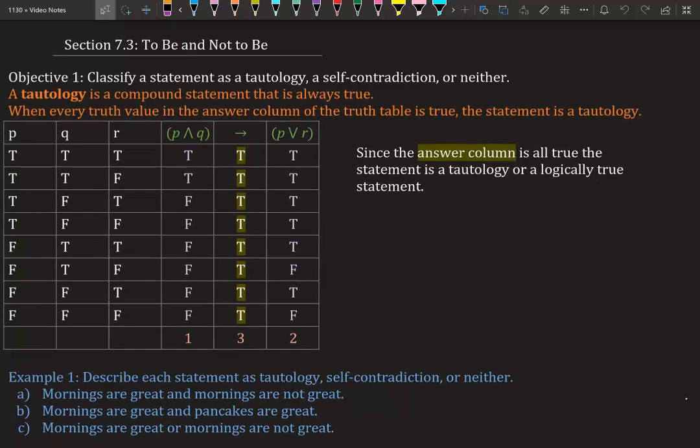Section 7.3, to be and not to be. Let's classify a statement as a tautology, a self-contradiction, or neither. A tautology is a compound statement that is always true. When every truth value in the answer column of the truth table is true, the statement is a tautology.